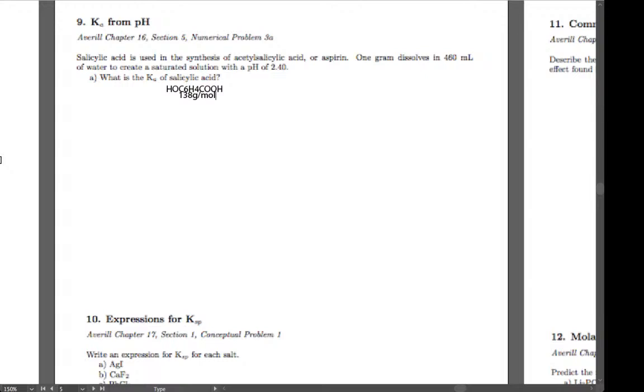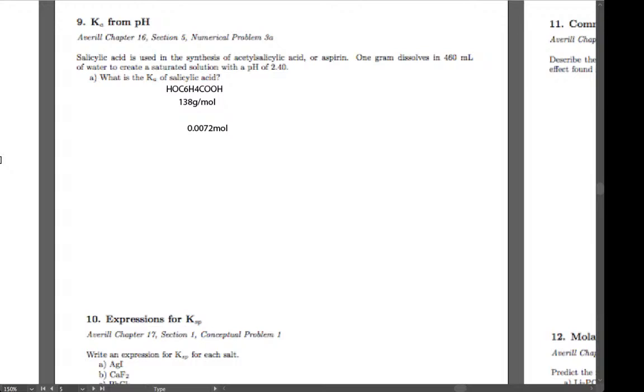All you need to do is divide 1 gram by 138, which I will do just by putting it inside my calculator, because obviously the calculator is the most powerful thing. Let's see, 1 divided by 138. This would be 0.0072 moles of salicylic acid.